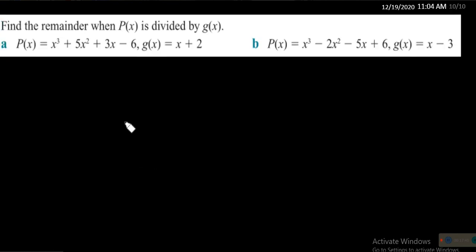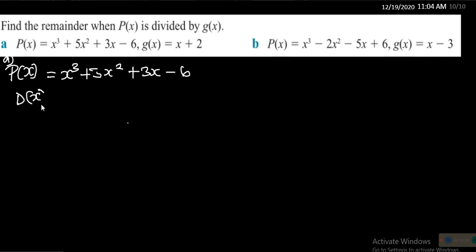So another example, find the remainder when p of x is divided by g of x. We're looking for the remainder when p of x is divided by g of x, all using remainder theorem. You don't need to use the division algorithm again here. If you know the remainder theorem, it's a short form of finding the remainder without going through the long division steps. So here for a, we have p of x equals x cubed plus 5x squared plus 3x minus 6.